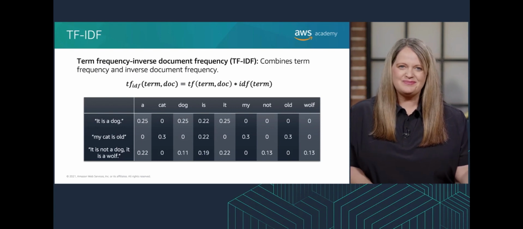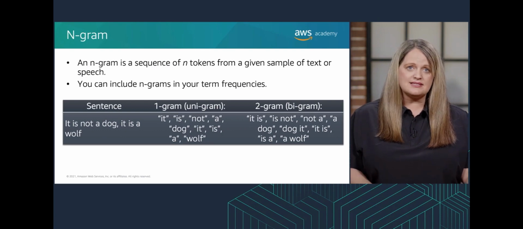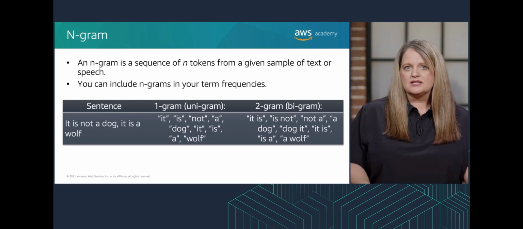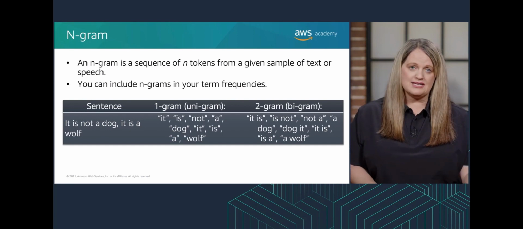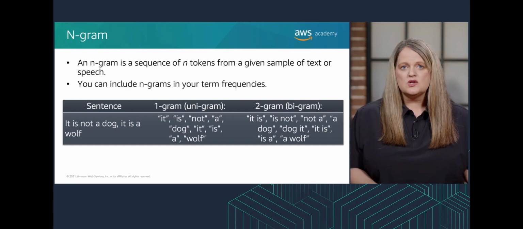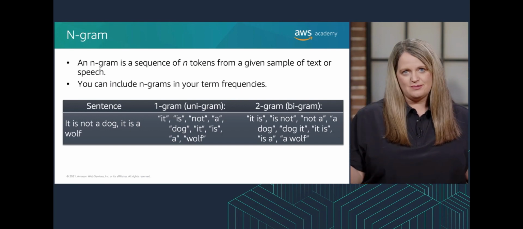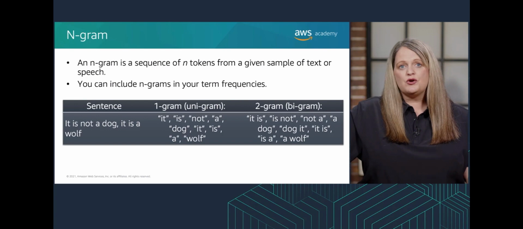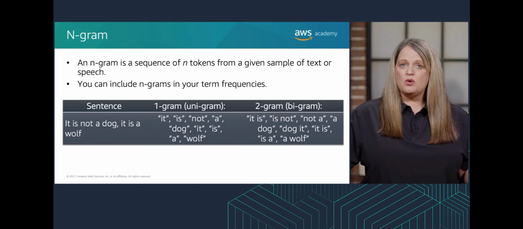An n-gram is a sequence of tokens from the text. 1-grams are single words. 2-grams, which are also known as bigrams, contain 2 words. You can also have 3-grams, 4-grams, and n-grams. You can calculate the term frequency of an n-gram like you'd calculate the term frequency of a word.